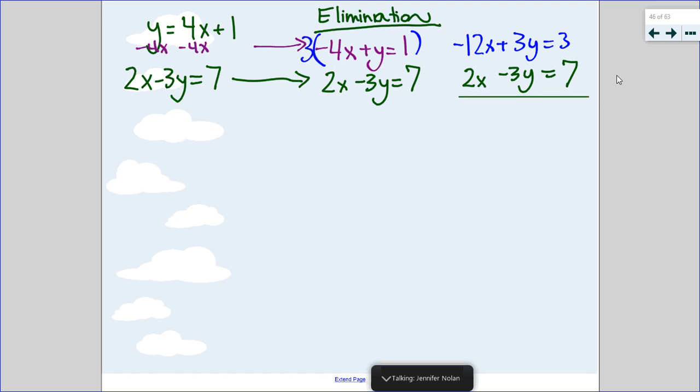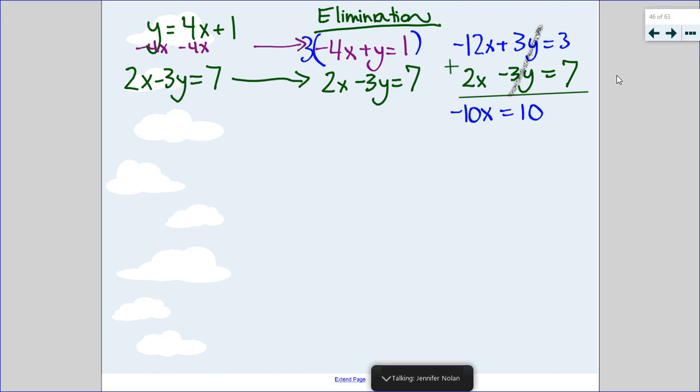Yep, so if we add these together, we will have an elimination. The x values are going to be negative 10x, adding those. The y values eliminate, yay. So I've kind of made my method true. And then it equals 10.